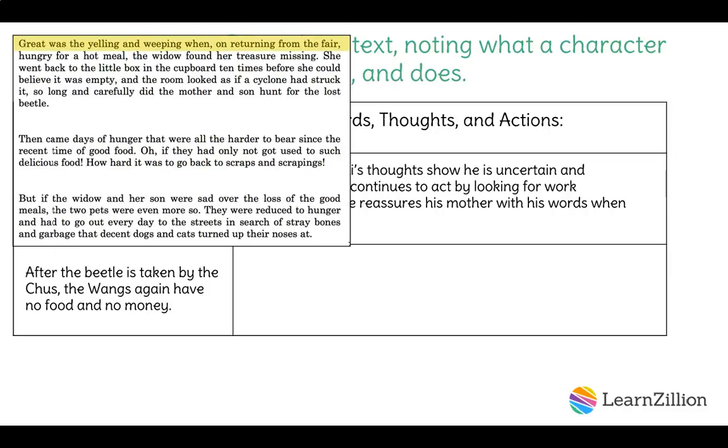So what we see here is that the widow Wang, great was the yelling and weeping when she found it missing, right? So the widow is yelling, but sometimes what characters don't do and don't say helps us to understand. And in this case, I see that Mingley doesn't say anything. He's not making things worse by complaining and crying too. Instead, he takes action. He jumps right in and helps her hunt for the beetle.